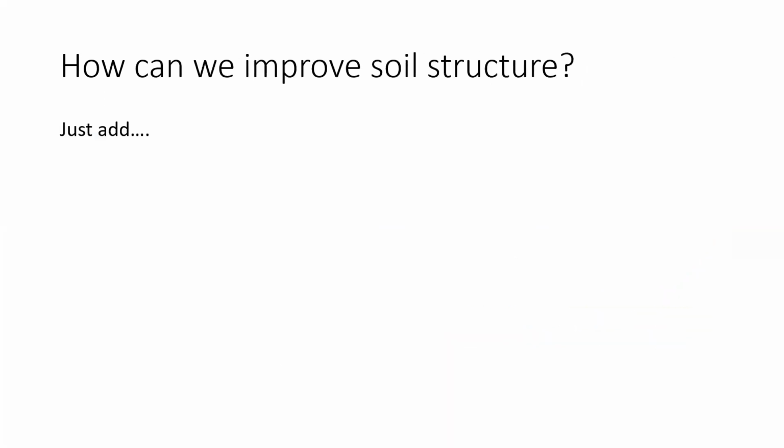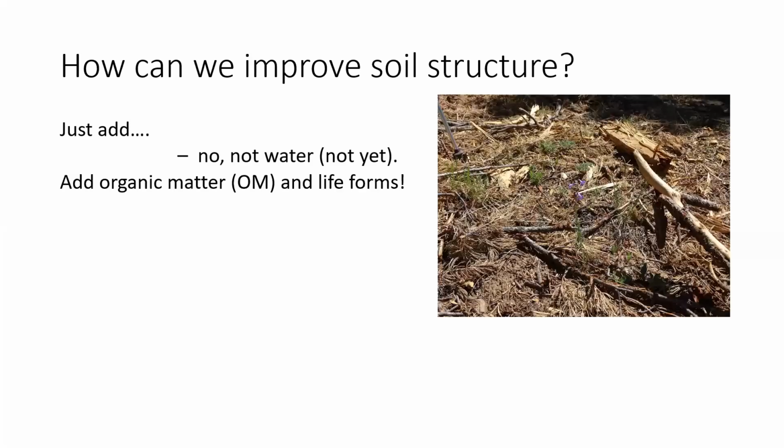So then the question is, how can we improve soil texture and soil structure? Soil structure basically being the clots that are formed and the pores and openings between the soil clots that are in the soil. Well, of course, you might think just add water, but no, not yet. It is most important to add organic matter and, of course, life forms. We need to add those elements of the soil microbiome.